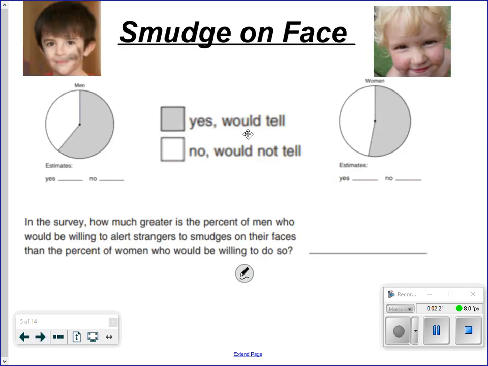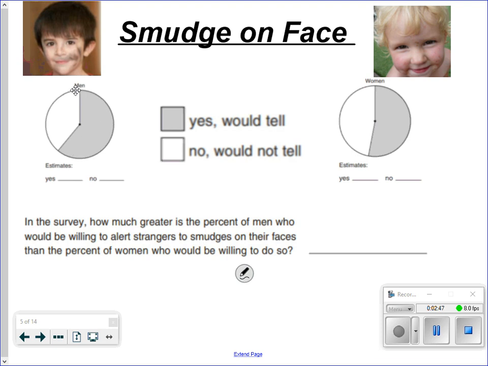First question, if there's a smudge on the face, would you tell somebody or would you not? Here's the men's circle graph. Here is the women's circle graph. The dark part of the circle, it was a yes. The white part is a no. So would men tell? It looks like if there's a smudge on the face and you're a man or you're a boy, you would most likely say yes and you would tell.